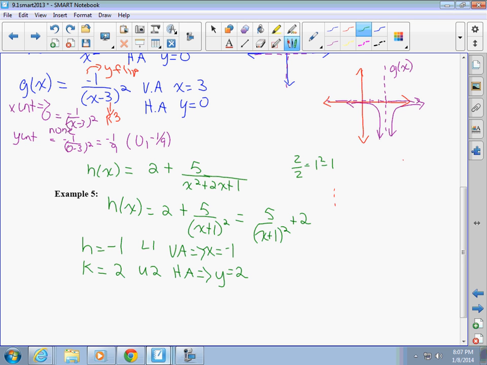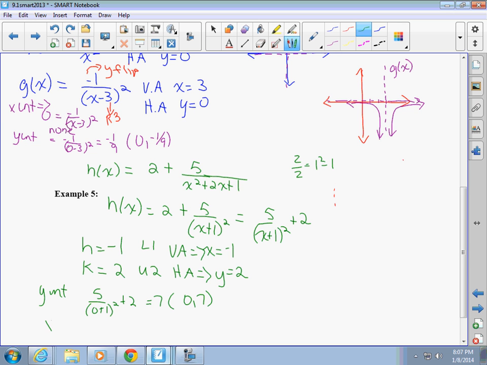X and y intercepts. So y-intercept, again, if I substitute and try to find my y-intercept, so I have 5 over (0 plus 1) all squared plus 2. So 5 over 1 is 5 plus 2 is 7. So that's going to be at (0, 7).